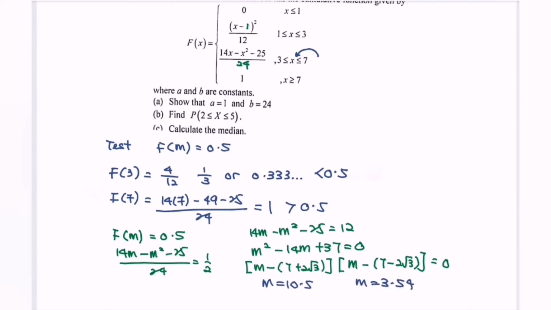As we all know, m is located from 3 until 7. So we said m is valid for 3.54, or we can say m is equal to 7 minus 2 multiplied with the square root of 3. So that is the median for this situation.